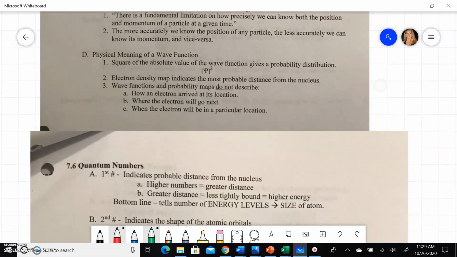If you take upper level chemistries, you'll go into some fancy calculations about the wave functions, and you'll talk more in detail about that. For this class, we don't do a whole lot of detail about that. Just understand, again, number 2 is kind of describing it, that electron density is going to show the most probable distance from the nucleus. But it doesn't show any of these 3 things. So just make sure you can talk about that for essay questions.